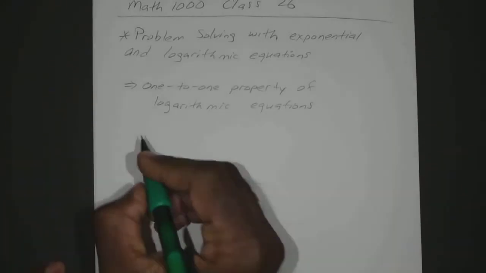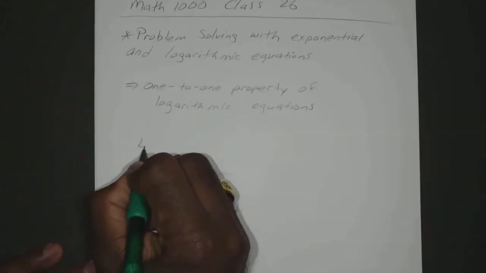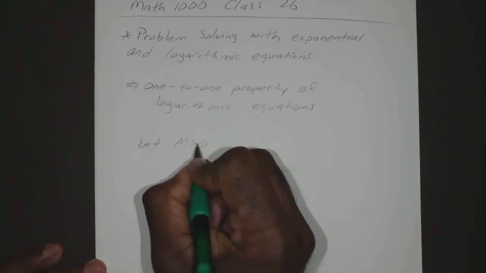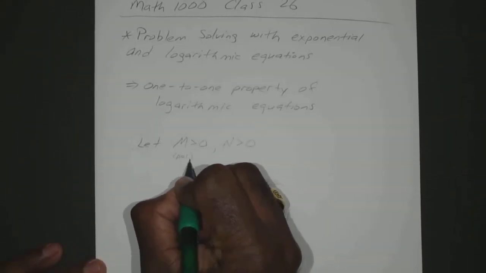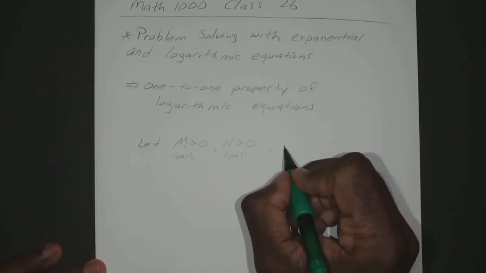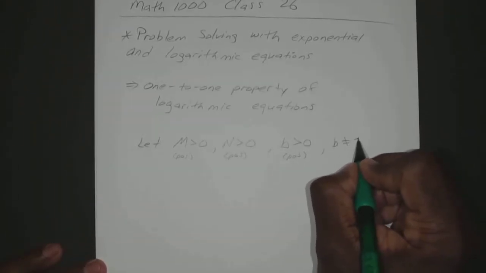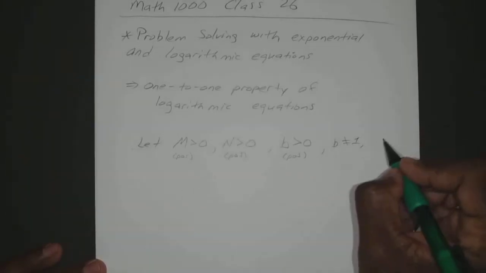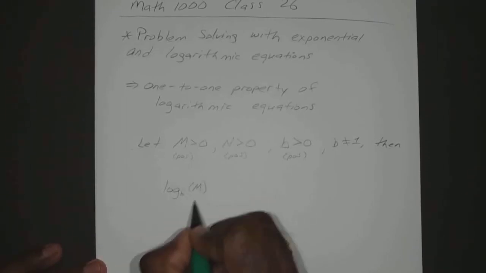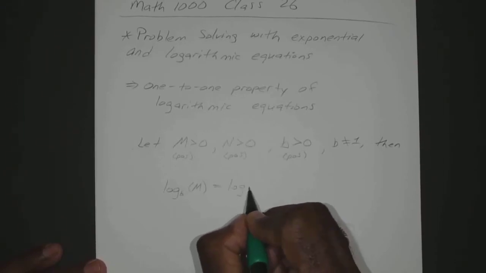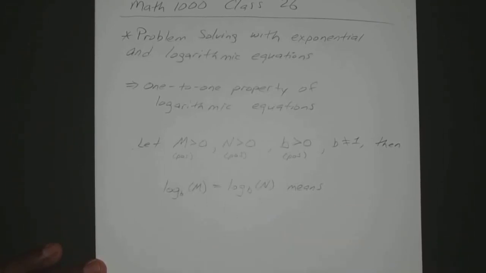And all that does is state that, let's say first, if we let our uppercase M be a positive number, our uppercase N be a positive number, our base B is a positive number, and our base doesn't equal 1, then we can say that log base B of M equals log base B of N just means that M is equal to N.